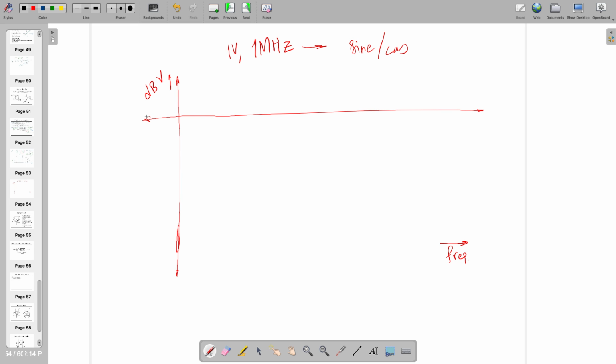Impulse where? So this is the 0 dBV line. So how much is 1 volt in dB? Nazrul, how much is 1 volt? Yeah, so 0. So now tell me, what are you going to observe if we have a 1 volt, 1 megahertz signal? If you are simulating that and looking at the frequency spectrum, what are you going to see?